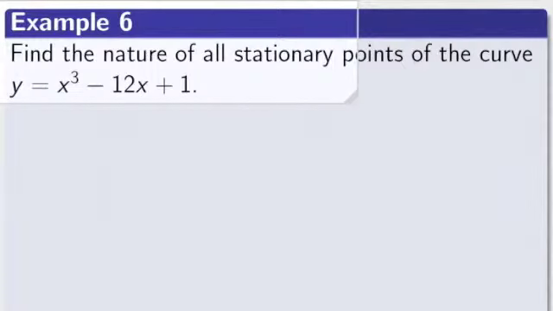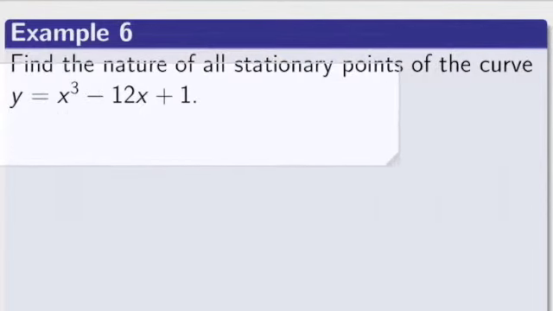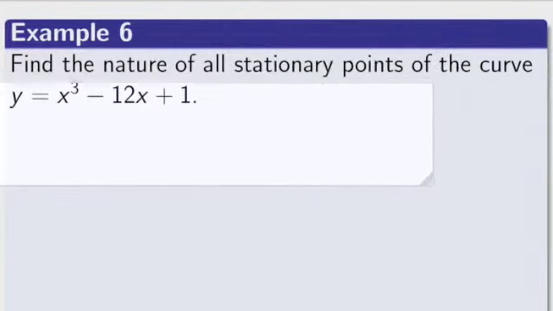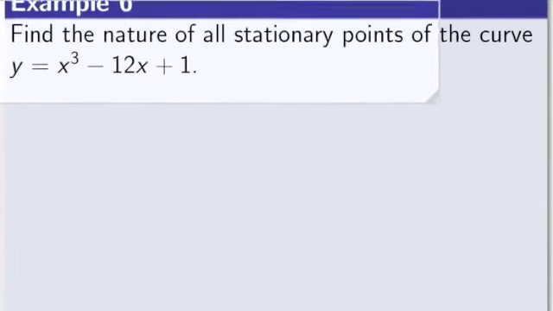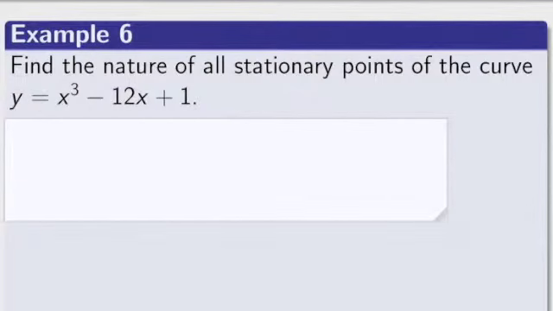Let's consider some examples. Find the nature of all stationary points of the curve y equal to x cubed minus 12x plus 1. Now to find the stationary points, we would differentiate y with respect to x. Derivative of x cubed is 3x squared. Derivative of minus 12x is minus 12. Derivative of 1 is 0.